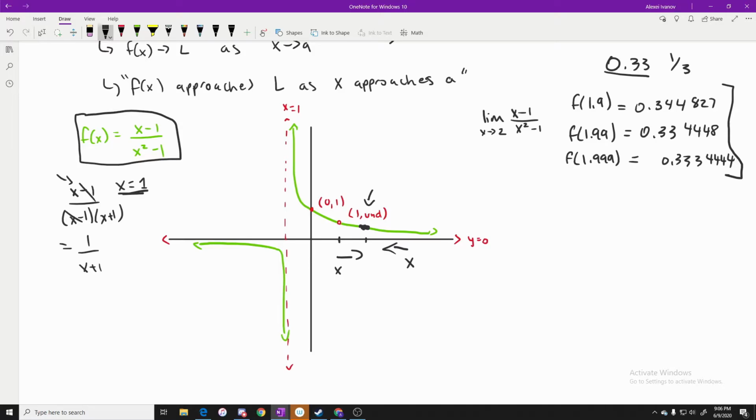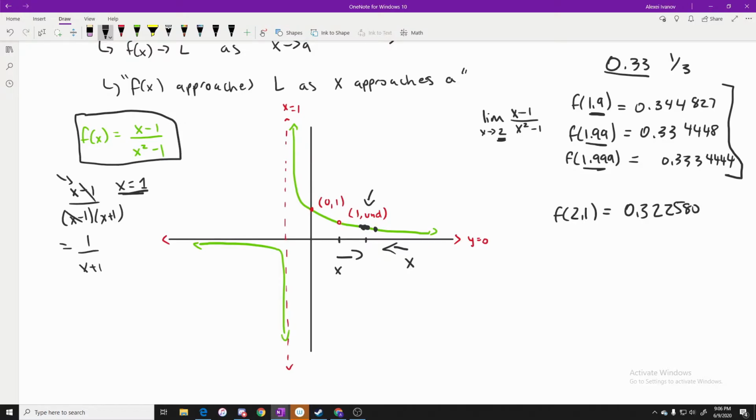So what I mean by that is before we were taking values that were smaller than the actual limit that we were looking for, which is 2. But now let's take values that are larger than 2 and slowly get closer to it. So we could start off by taking f at 2.1, and that would equal 0.322580. And that value would be somewhere here maybe.